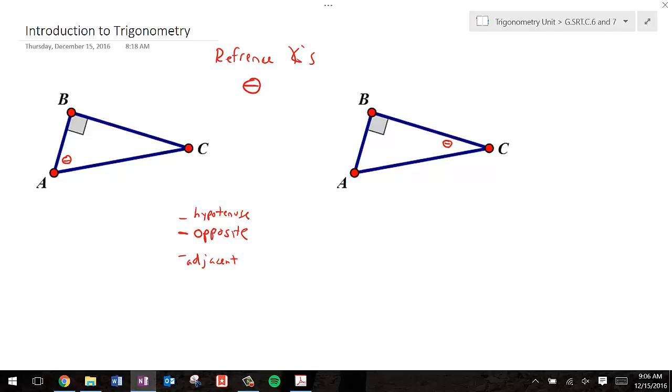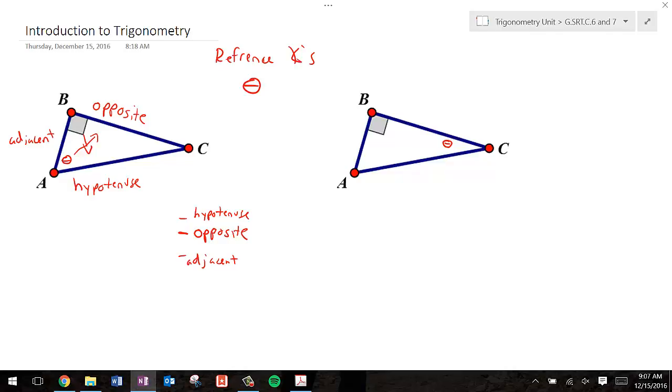The first thing I always do when I am labeling a triangle is reference the opposite side first, the side directly across from the angle of reference. This is my opposite side. The next thing I do is go straight across from my right angle, because that's my hypotenuse. And then our adjacent side is our last side. It is the side next to the angle, but also is not the hypotenuse. We can't have the hypotenuse and the adjacent side being the same thing.